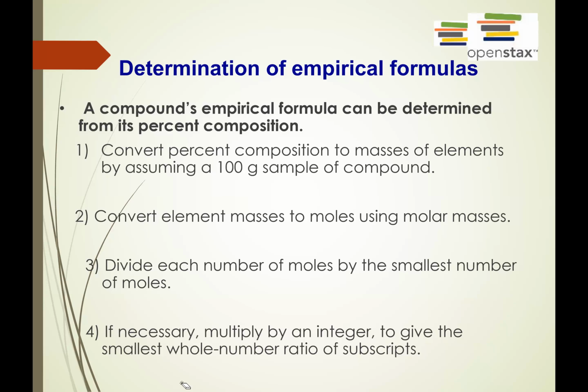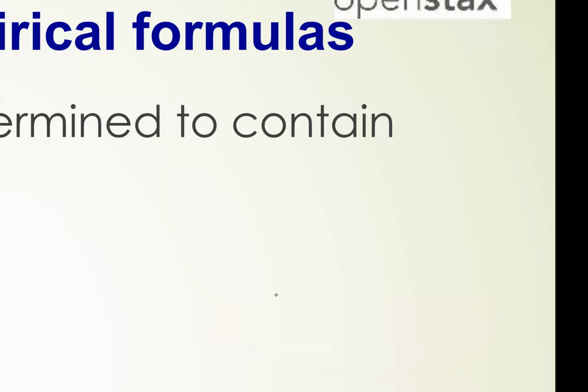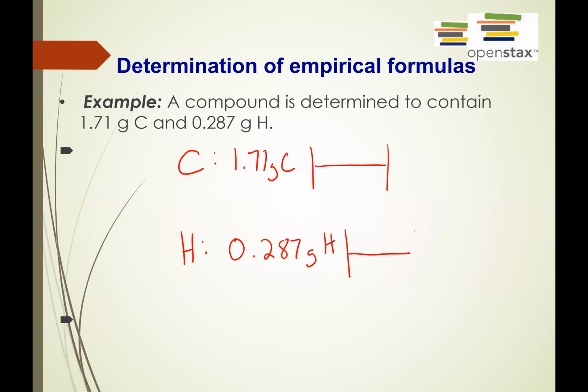Okay, so let's try. A compound is determined to contain carbon and hydrogen, and we want to know the empirical formula. So step 1, assume 100 grams. Well, they gave us grams, so it's already in grams. We don't have to do step 1. So we just write our grams of carbon, 1.71 grams of carbon, and write our grams of hydrogen. Okay, what is step 2? Convert from grams to moles.